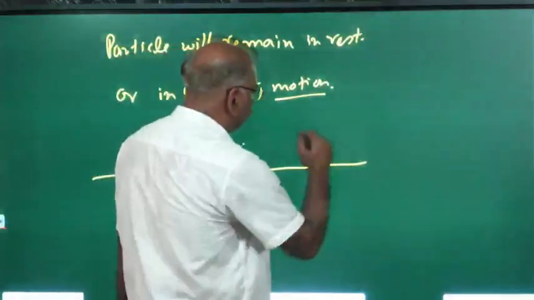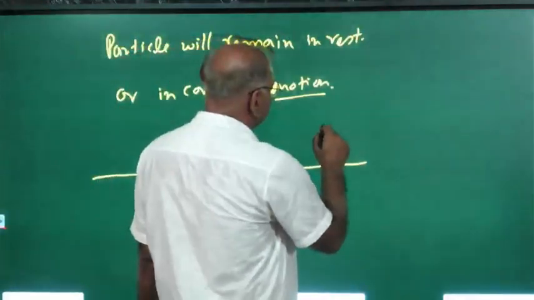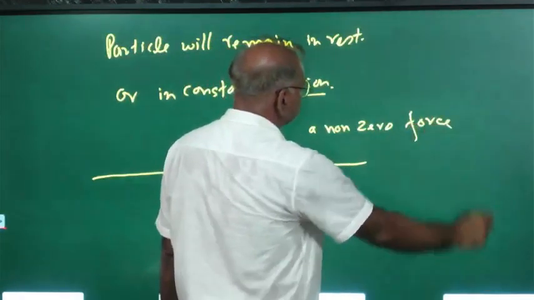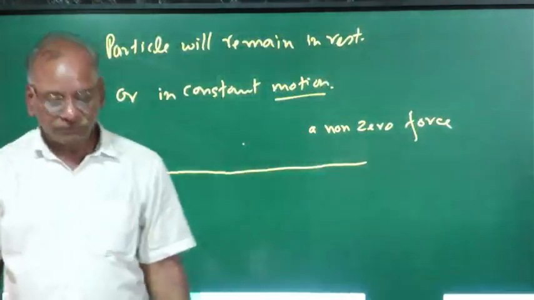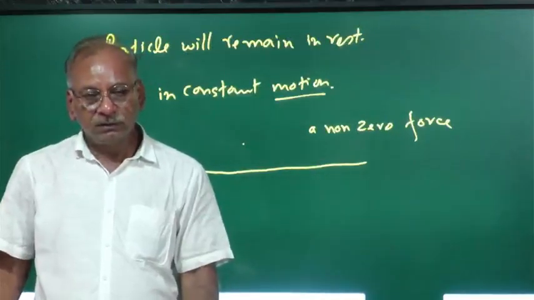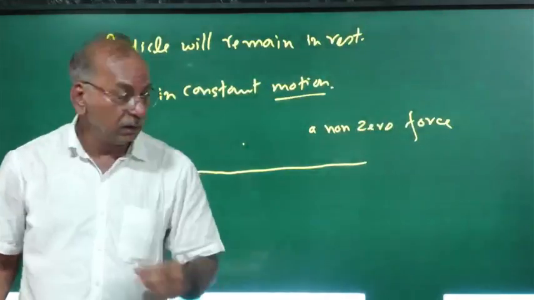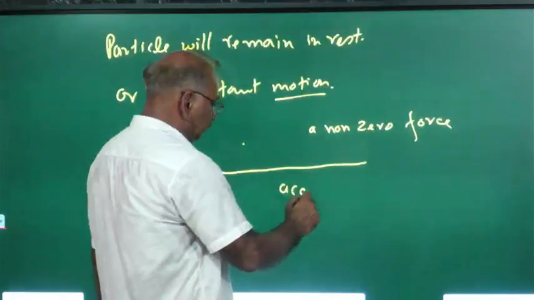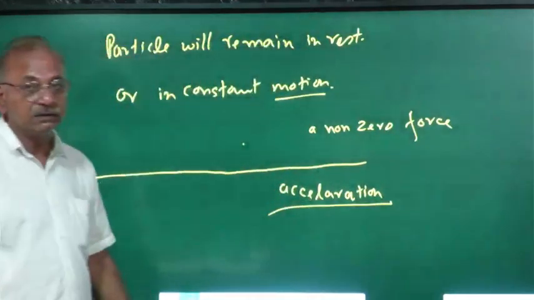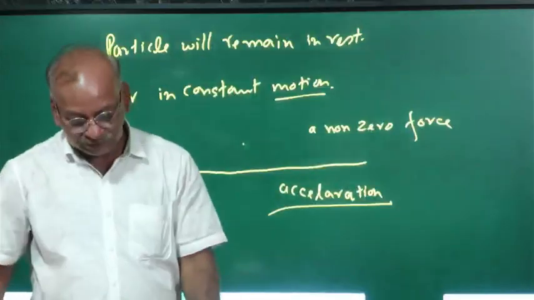That to move in any particular direction, depending on the direction of force, the particle should have a non-zero force applied on it. The vector sum should be non-zero so that it will start giving some result of that applied force. And what is the result? It will start moving with an acceleration. What is acceleration? It is varying velocity, increasing velocity, right?